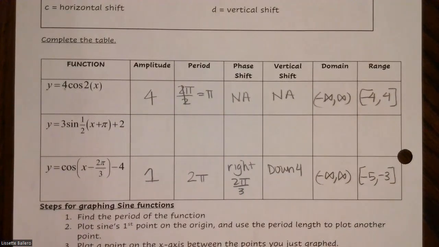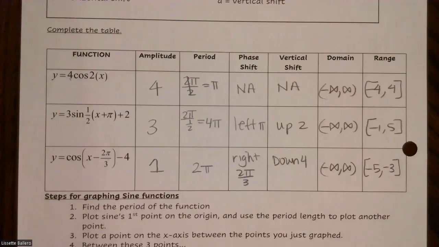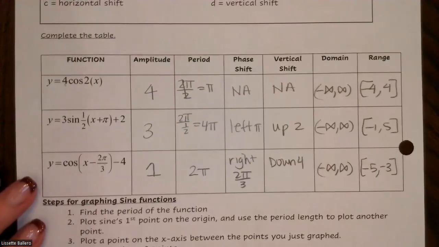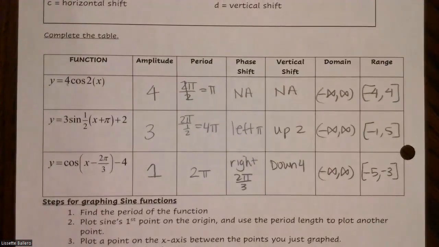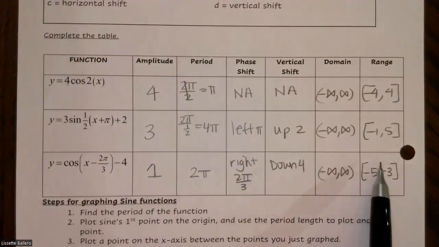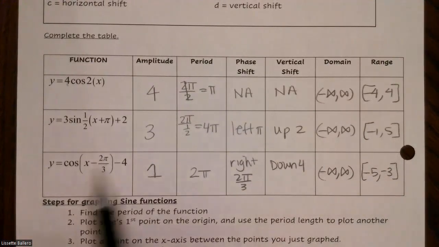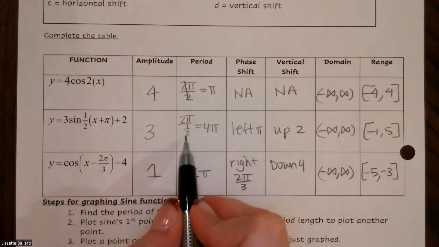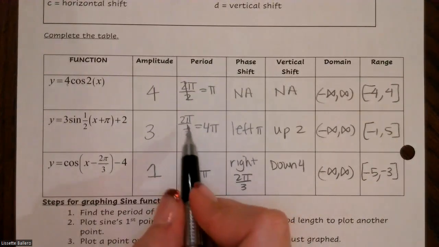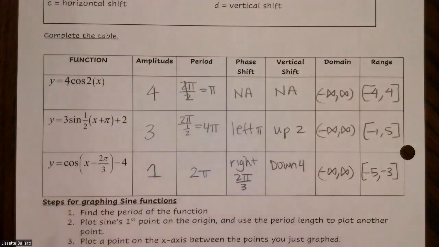You try it, and then come back and see if you got it correct. All right, so here are the values. Check to make sure that you got those correct. On the period, we took 2 pi and we divided by 1/2, and so you keep change, flip. And so when we flip this 1/2 and multiply it times that, we get 4 pi.